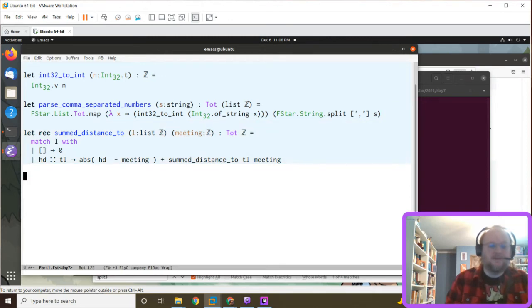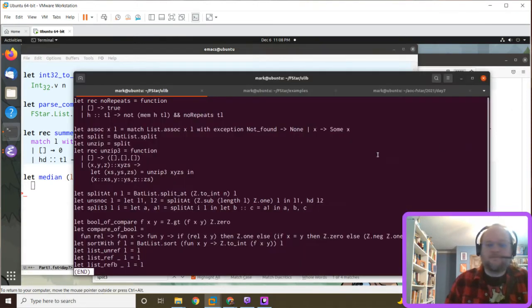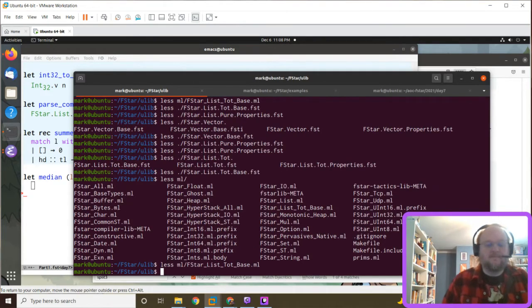All right. Learned my problem from day one. Let's not write the fancy tail recursive version. It might be harder to reason about. All right. So can we prove that? All right. And I'm a little worried about the case where the median is in the middle. I think it shouldn't matter.